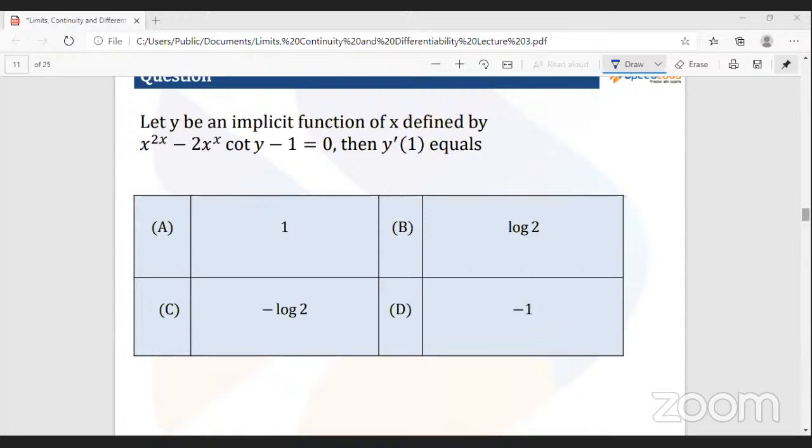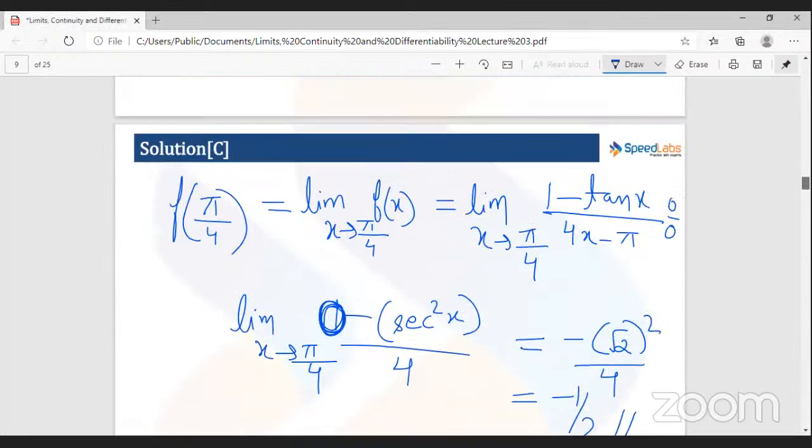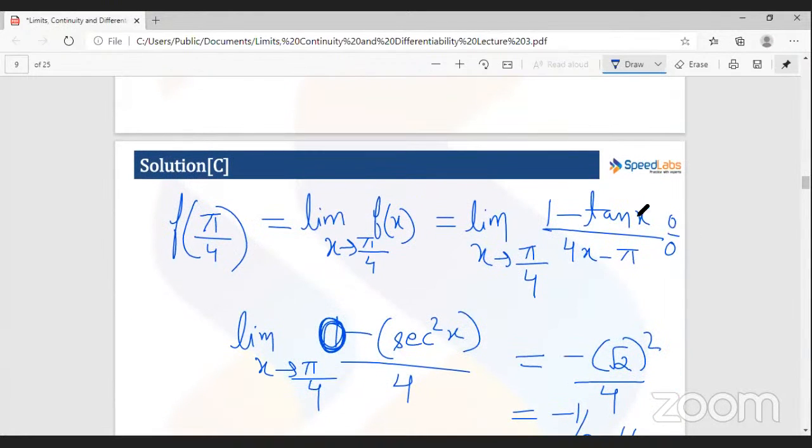Before that, Kritika, you asked for this limit. Here, the thing which matters is that it is in indeterminate form when x is tending towards pi by 4. That is why 1 minus tan pi by 4 is 1 minus 1, 0, and 4x minus pi, 0. So 0 by 0 is indeterminate form. So that is why we can apply L'Hospital here.